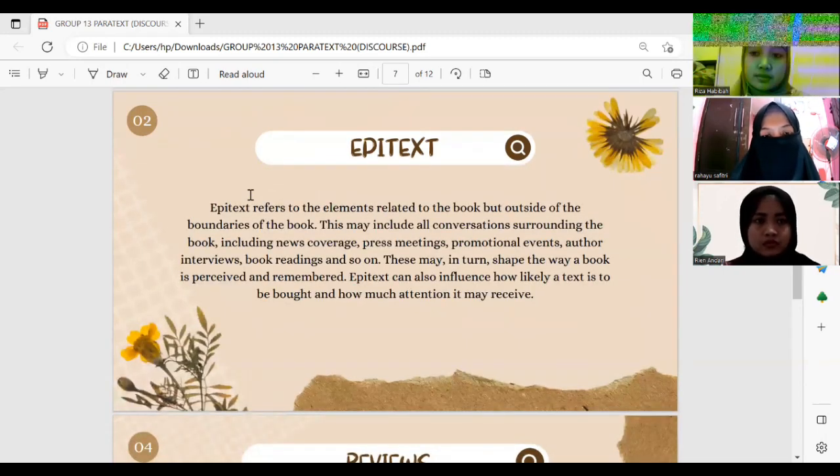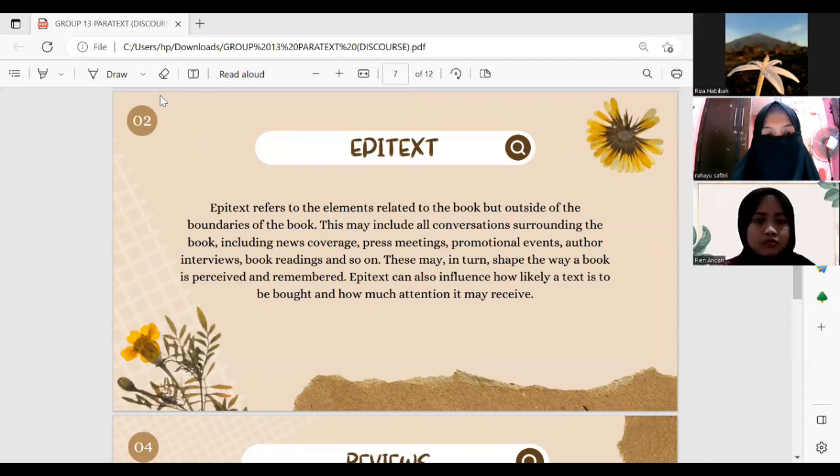The next is epitext. Epitext refers to the elements related to the book but outside of the boundaries of the book. This may include all conversations surrounding the book, including news coverage, press meetings, promotional events, author interviews, book readings, and so on. This may, in turn, shape the way a book is perceived and remembered. Epitext can also influence how likely a text is to be bought and how much attention it may receive.